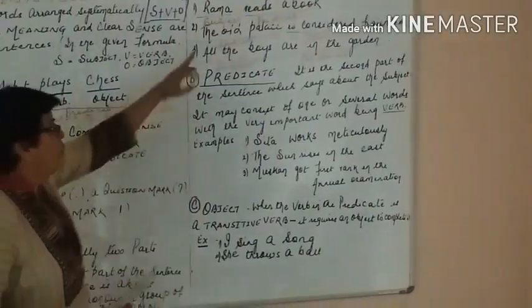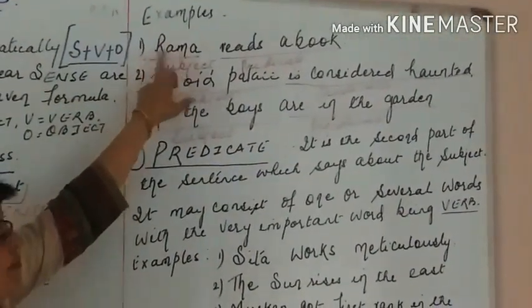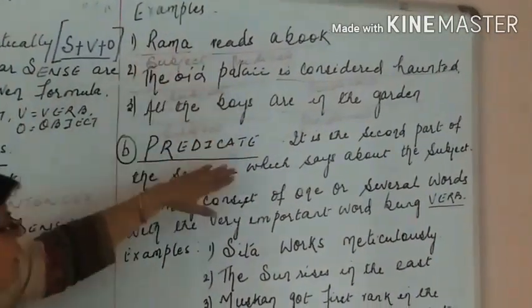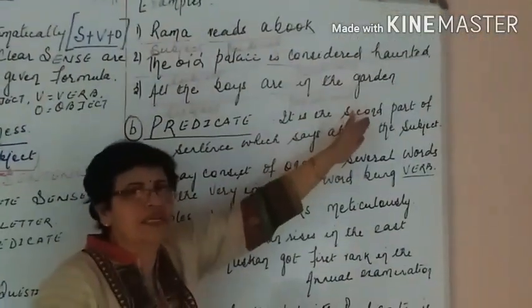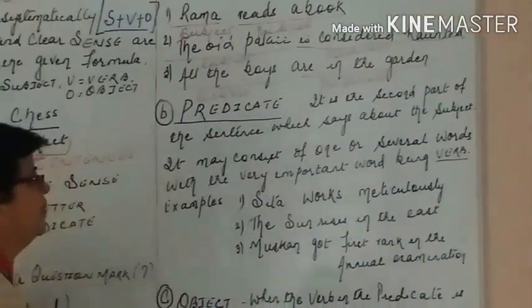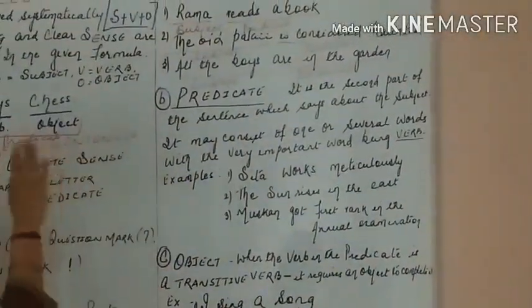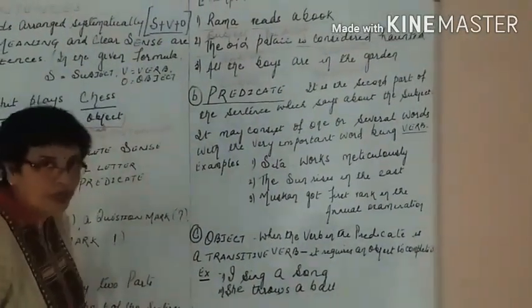Now, how? What is Rama doing? Rama is reading a book. So, it's very clear. The first part is called the subject, and the second part of this sentence is called the predicate. The very important word in the predicate is a verb. That we have to remember very carefully.